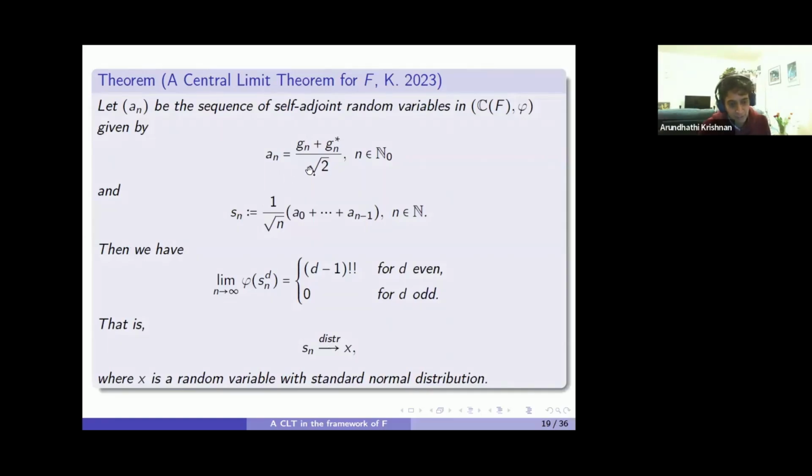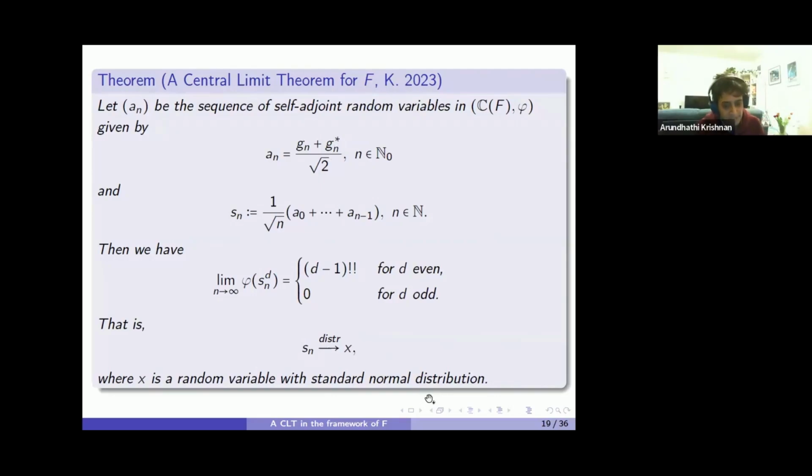But we want the sequence to be self-adjoint. So we take A_n to be g_n plus g_n star divided by the square root of 2. The g_n star here is just g_n inverse, but you view it as an element of the group algebra rather than the group. You take S_n to be our favorite old friend, 1 over square root n, sum of the first n random variables, except that we start at A_0 and go up to A_{n-1}. And what we get is that the limit of the d-th moment is 0 for d odd and (d-1) double factorial for d even, where this means that S_n converges to a random variable with standard normal distribution.